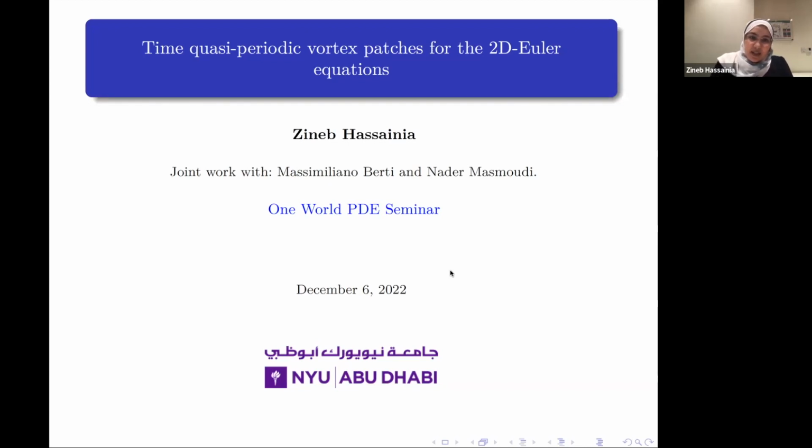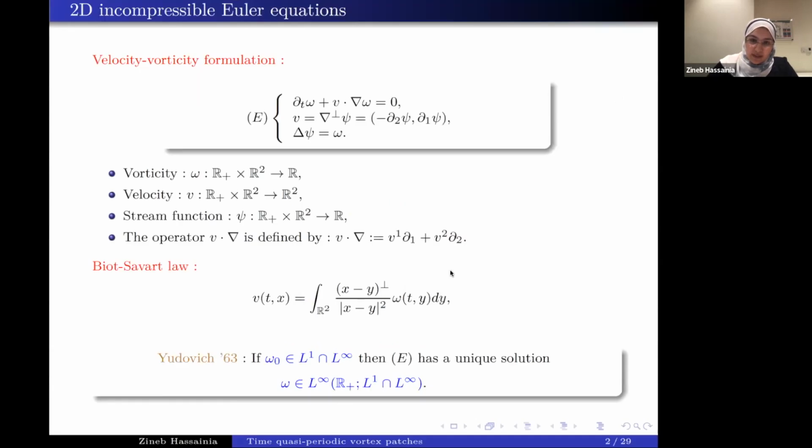I'm going to talk about the time quasi-periodic vortex patch solution for the 2D Euler equation close to the Kirchhoff vortex patch. So let me first introduce the model. I'm going to consider the 2D Euler equation in vorticity velocity formulation, where the vorticity here is a scalar function affected by the velocity field, which is divergence free.